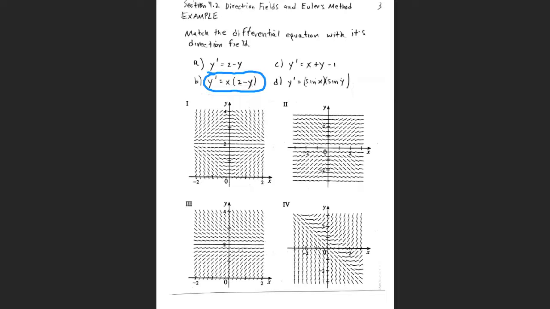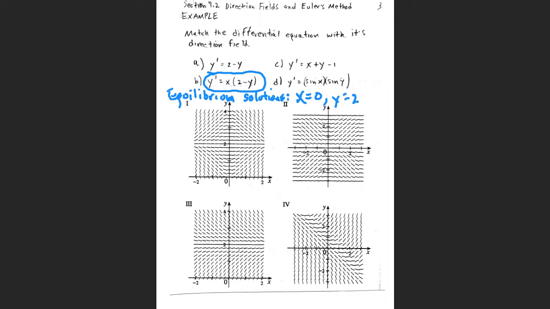For that differential equation, what are the equilibrium solutions? What are the equilibrium solutions? Right. x equals 0 and y equals 2.